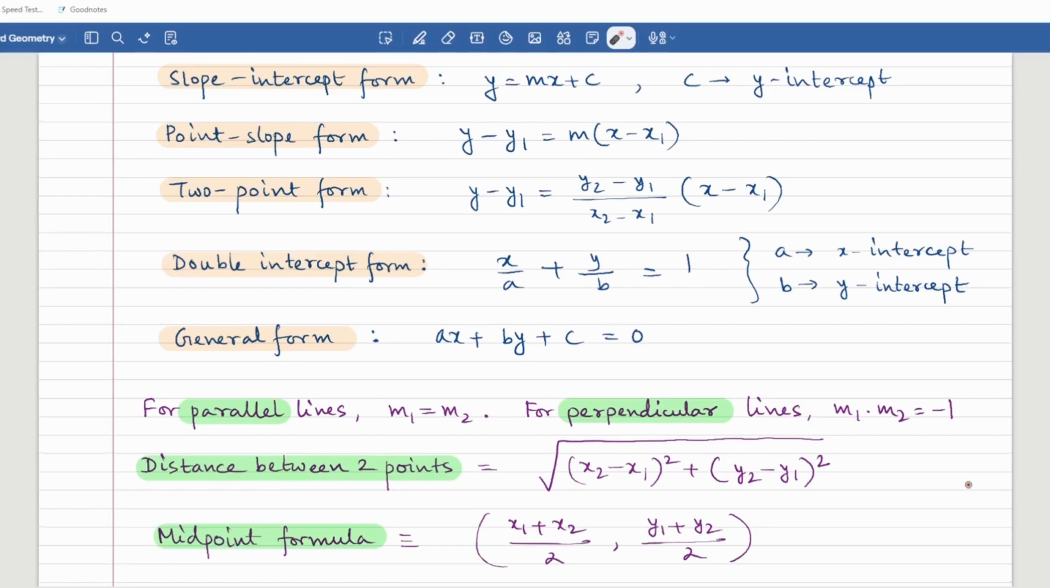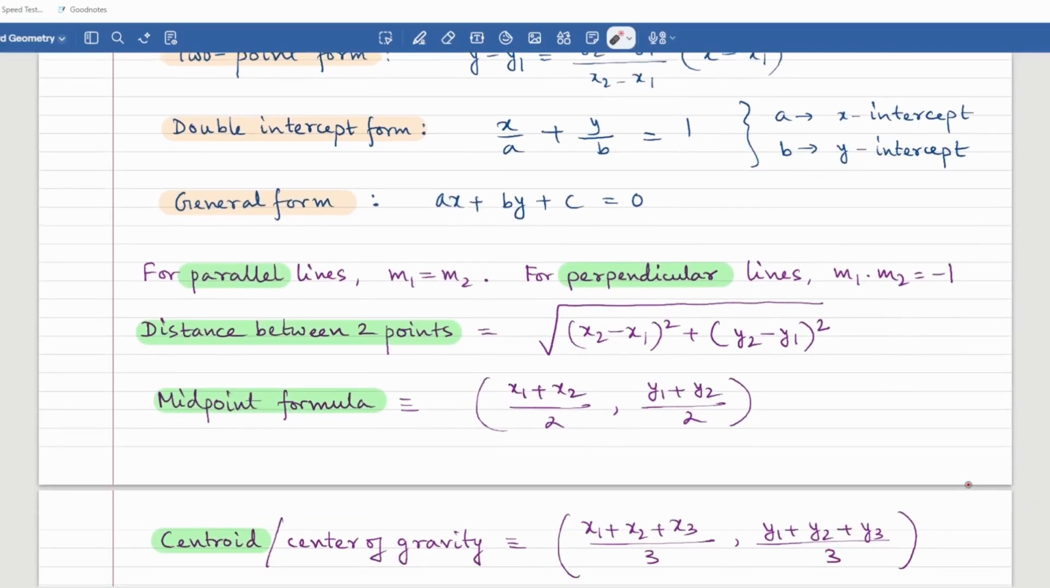The general section formula is given as (mx2 plus nx1) divided by (m plus n), comma, (my2 plus ny1) divided by (m plus n). If you plug in m and n as 1, you would get the section formula for a line that is divided in the ratio of 1:1, which is basically bisection. So we can use the midpoint formula directly, which is (x1 plus x2) by 2, comma, (y1 plus y2) by 2. If you are looking into the midpoint of a particular line segment, take the average of the x coordinate of its endpoints and the average of the y coordinate of its endpoints, and that would give you the midpoint.